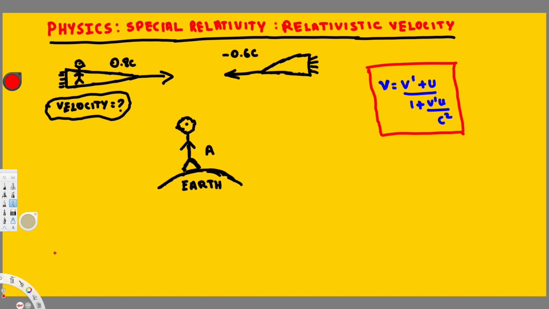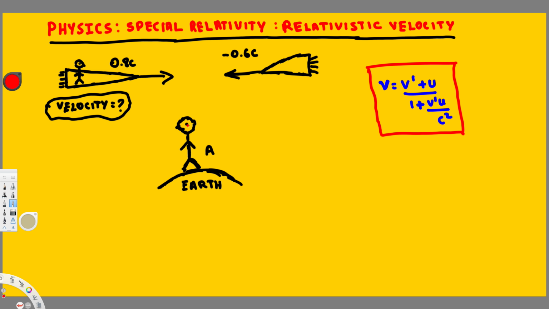Let's try this problem right here. Here we have two spaceships, right? This spaceship is going with 0.8 c velocity, and this spaceship is going with 0.6 c velocity in the opposite direction, right?